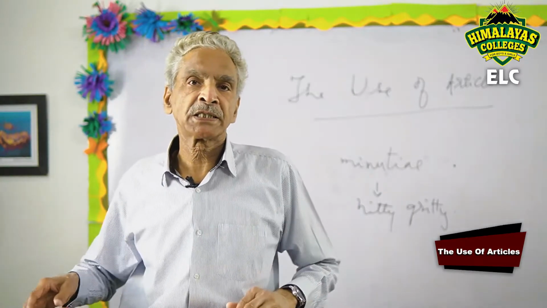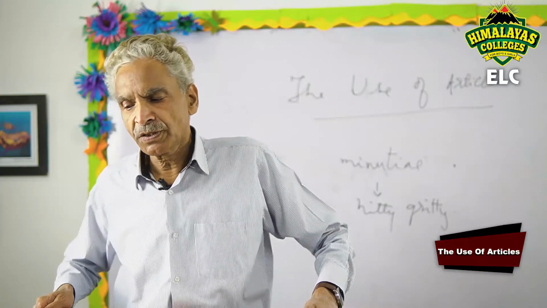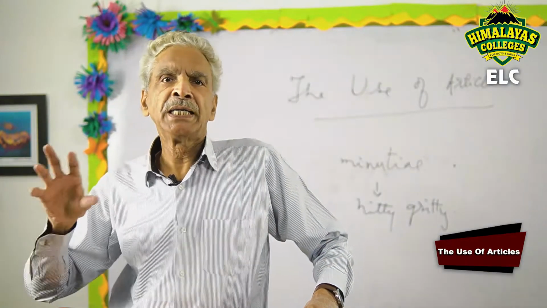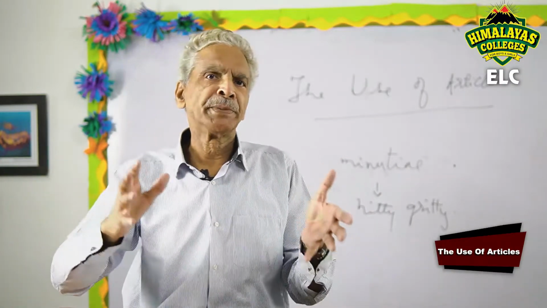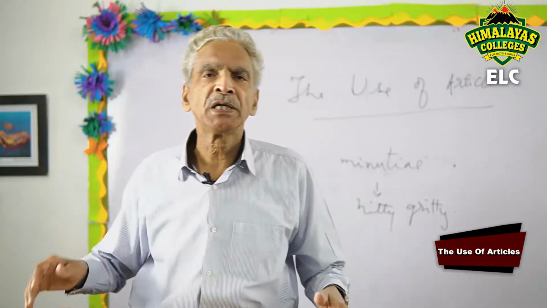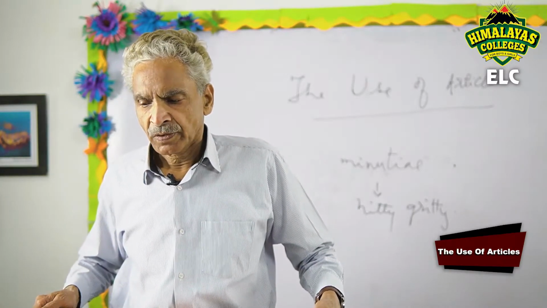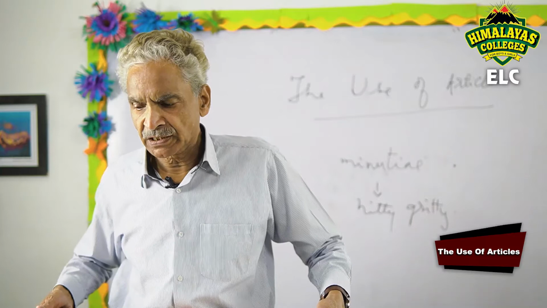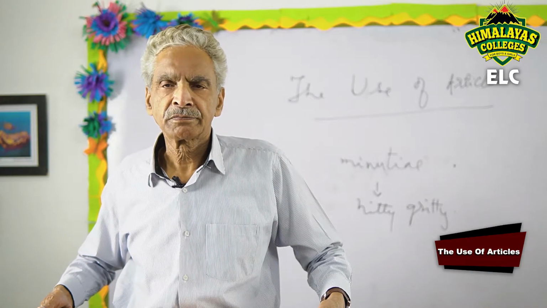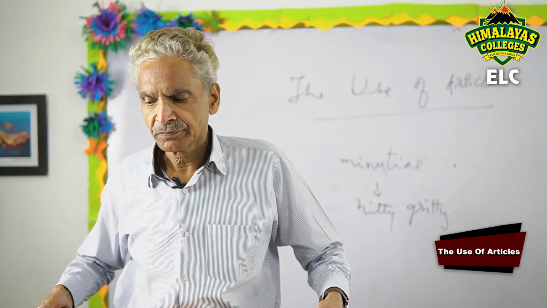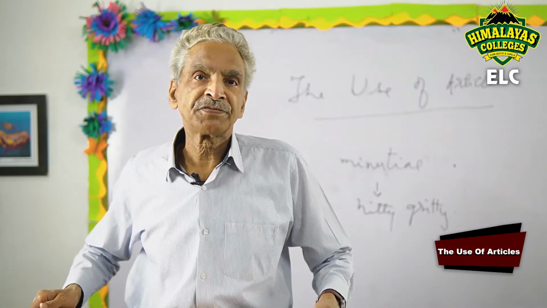Now another question arises: what are determiners? A determiner is a word which is used with a noun, and it limits the meaning of the noun in some way. A determiner is a word which is used before a noun, and it limits the meaning of the noun in some way. The following can be used as determiners: articles, demonstratives, quantifiers, and possessive pronouns.